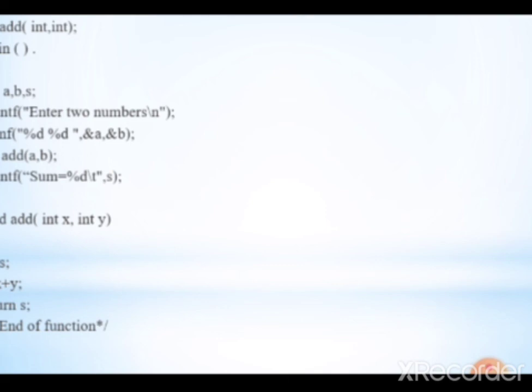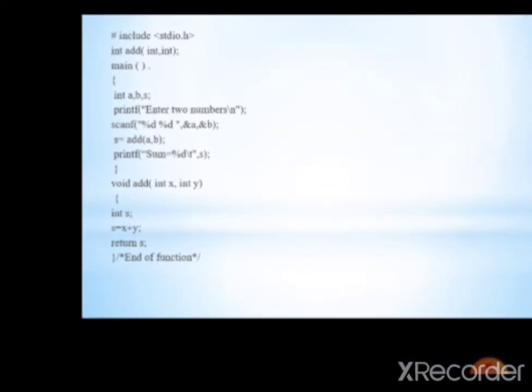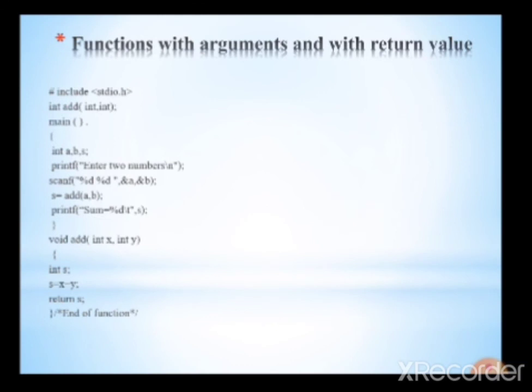So here there is two-way data communication, function with argument and with return value. Function with argument means it passes the value to the function definition or called function. We have function with return value also. So from the function definition or called function, the value is returned to the function call or calling function.